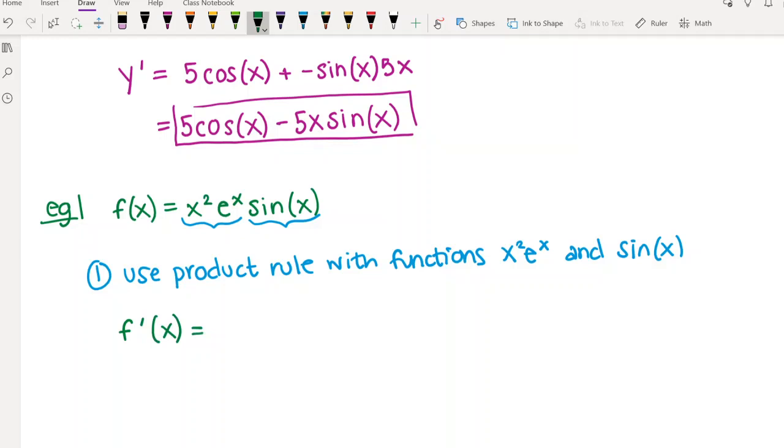So how does the product rule work? You're supposed to take the derivative of the first function and multiply it with the second function. So I'm just going to use this notation as a placeholder. We take the derivative of the first function, which we chose to be x squared e to the x. I'm just going to write it like that, the derivative of it. And then we multiply that with sine of x. And then we take the derivative of sine of x and multiply it with the first function, which was x squared e to the x.